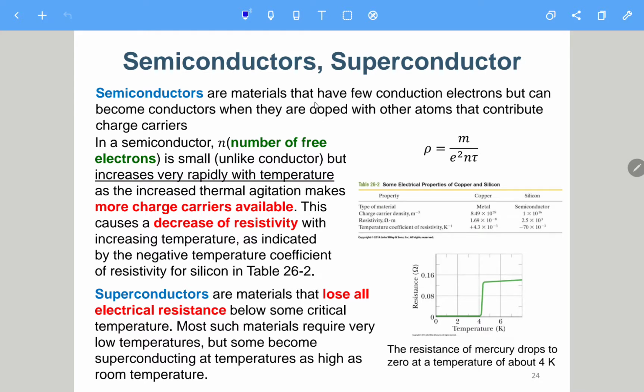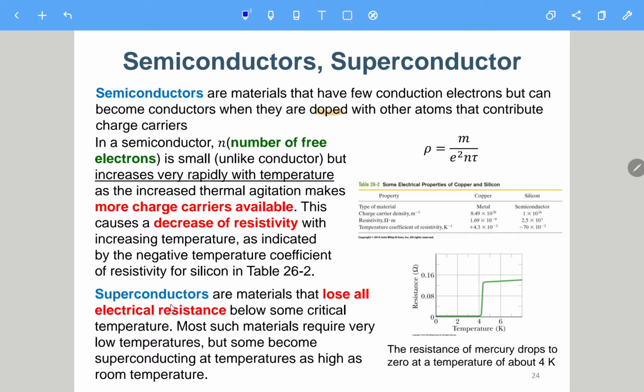But as I mentioned, if it is pure silicon, then the resistivity will be very, very high. And we need something called doping. The doping, in Chinese is called 掺杂. To add some 5A or 3A element into the pure silicon to make it more conductive. So after adding some 5A or 3A element, there will be more charge carriers available, which decreases the resistivity.